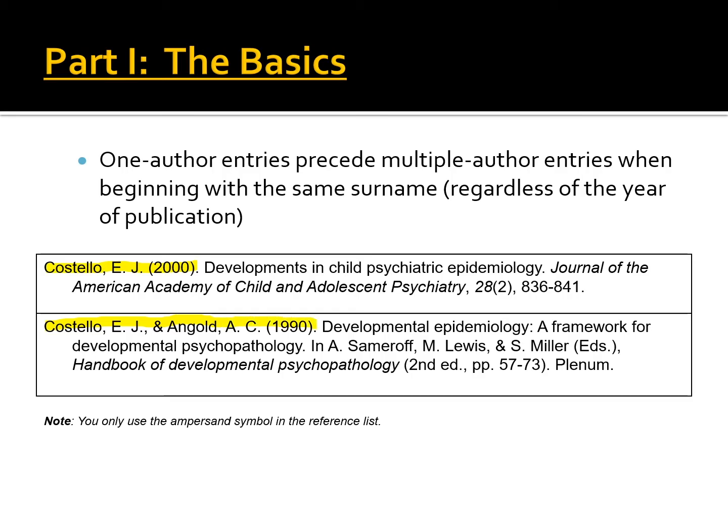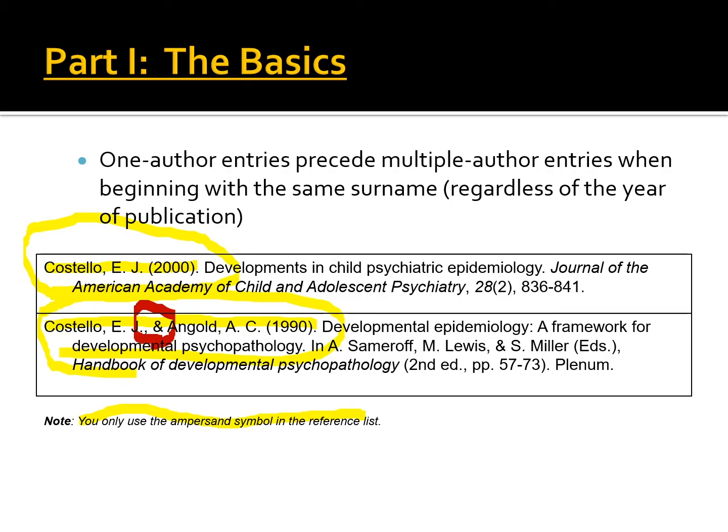One author entries precede multiple author entries every time when they begin with the same surname, and this is regardless of the year of the publication. So for instance, we have Costello here in 2000, and then Costello cozied up with another researcher, Angold, in 1990. So Costello alone will always come before Costello and somebody else. And it doesn't matter what year these are published. One author entries precede multiple author entries every single time.